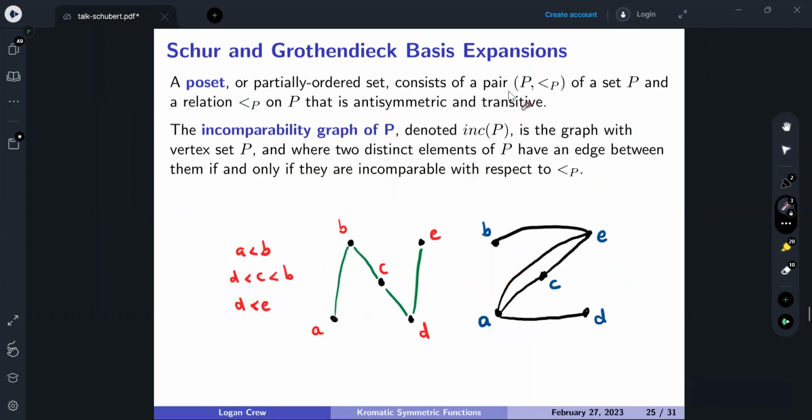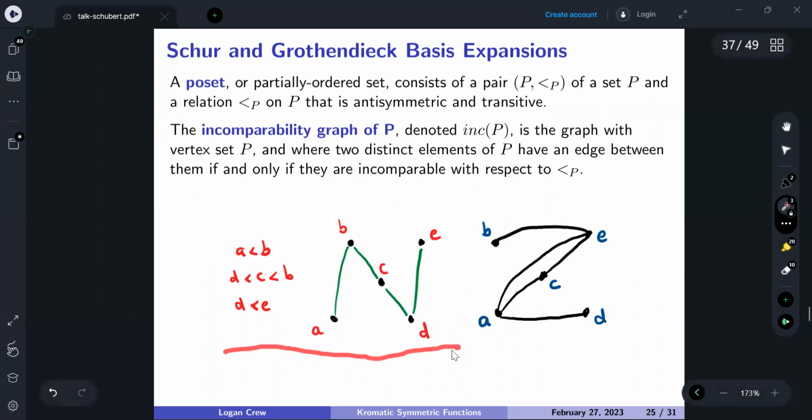Now, we also want to talk about Schur and Grothendieck expansions of chromatic symmetric functions of both types. How this ends up working on graphs is, it especially matters for incomparability graphs. So a poset is a partially ordered set. It's some set of things, and it comes with a relation that is antisymmetric and transitive. The incomparability graph of a poset is the graph with the same vertex set, and distinct elements have an edge between them if and only if they are not comparable with respect to the poset.